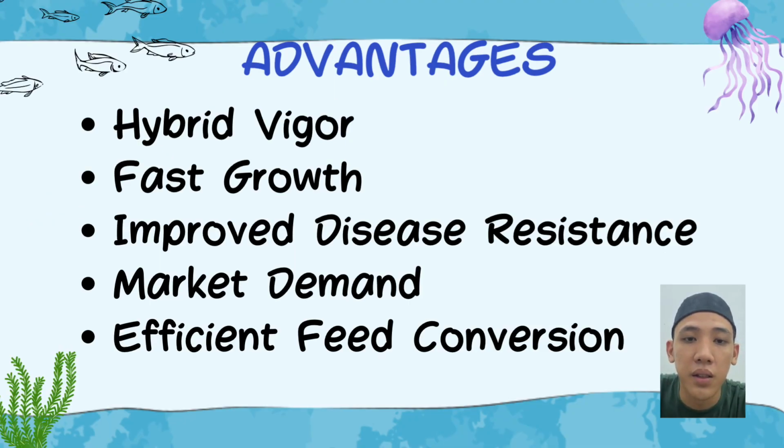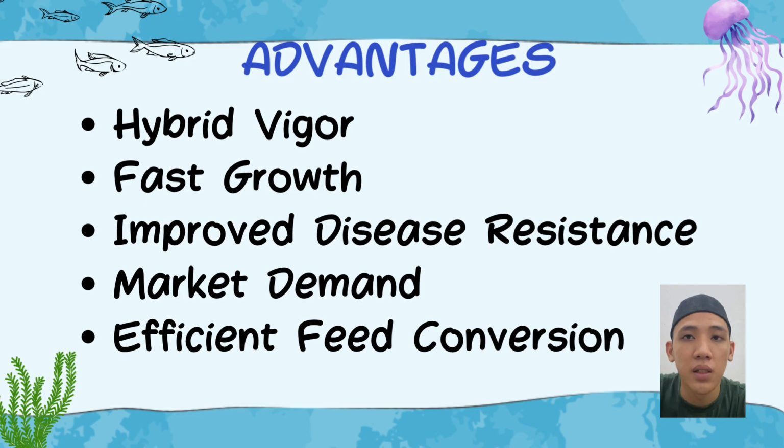So these are the general advantages of having the hybridization, or the hybrid grouper. The first one is hybrid vigor. The hybrid grouper often exhibits the hybrid vigor phenomenon, where the hybrid displays enhanced traits compared to the parent species, and this can result in a faster growth rate, increased survival rate, and improved overall performance.